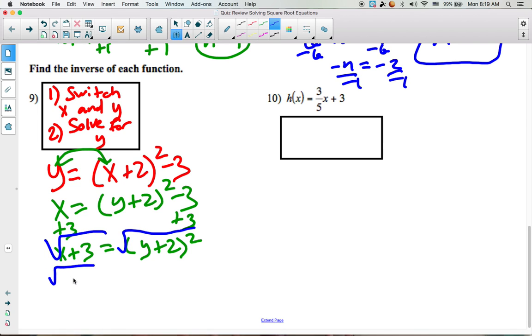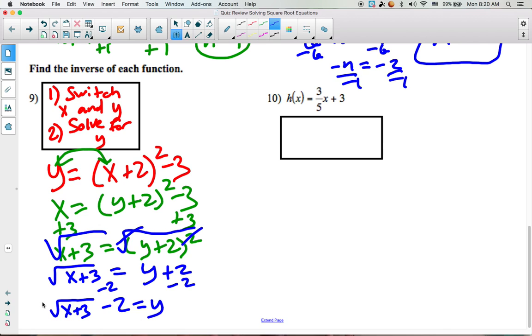So that gives us the square root of x plus 3 equals, and when you square root a square they cancel and that gives us y plus 2. Then we're going to subtract 2 from each side, and so you'll have the square root of x plus 3, then subtract 2, that will equal y.